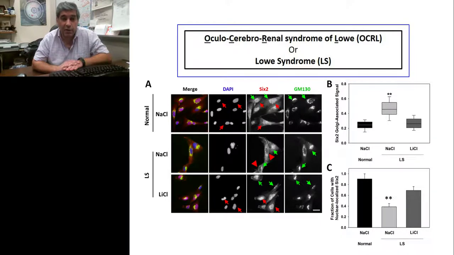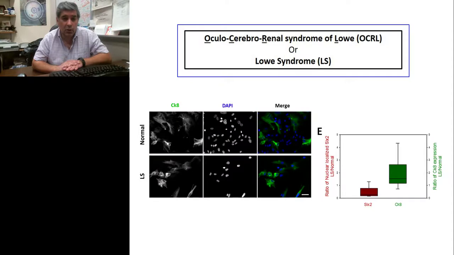and therefore we speculate that this will produce problems for the generation of all the cellular lineages that depend on 6-2 during the development of the kidneys. Among the lineages affected will be the proximal tubule cells, which are actually known to be affected in these patients. And what you see towards the right is just quantification of the effects I just described.